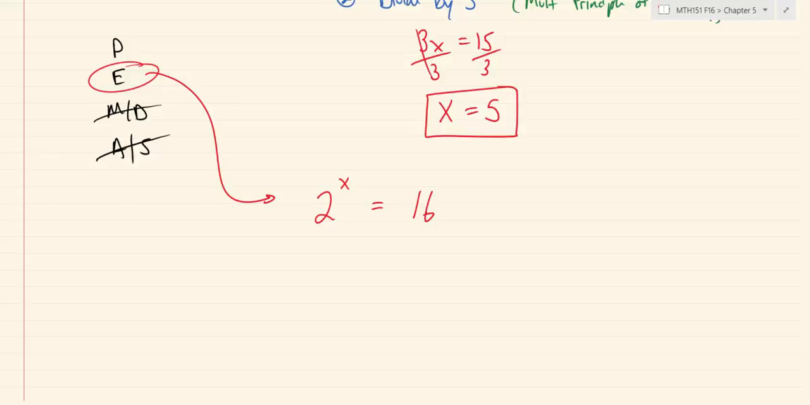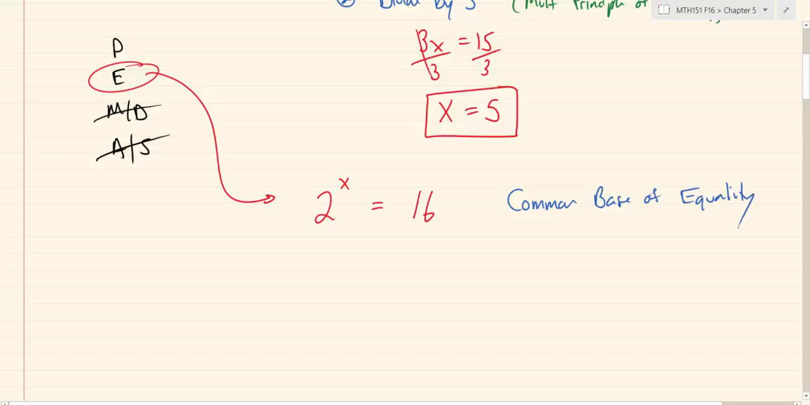And again, one technique is guess and check. You take 1, you plug it in, see if it works. No. 2, plug it in, see if it works. No. 3, no. And so again, that guess and check quickly runs out of steam. What we're going to employ is something called the common base of equality.